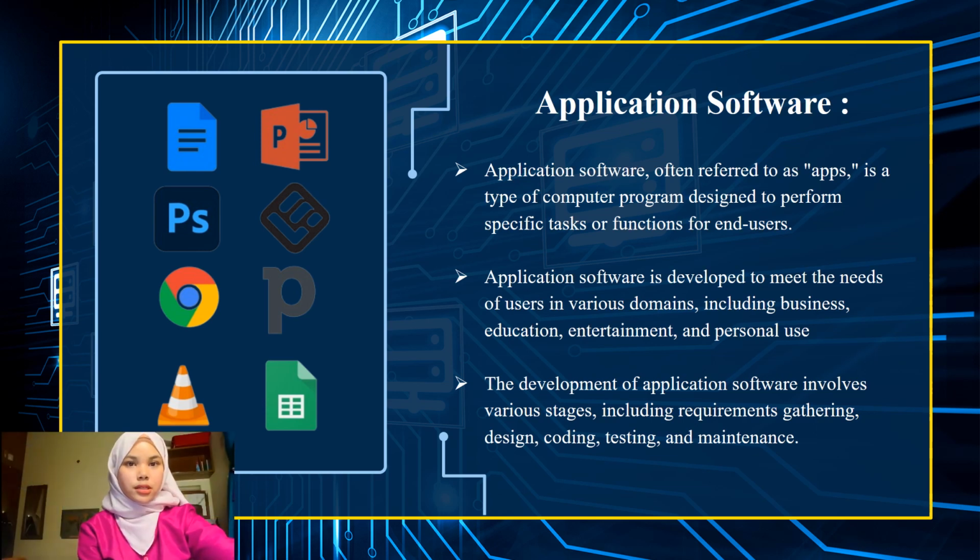The common stages in the development of an application. The first one, requirements gathering. The objective is to understand the needs and requirements of the end users. Second, planning. The objective is to define the project scope, timeline, budget, and resources. Third, design. The objective is to create a blueprint for the software solution based on the gathered requirements. Fourth, implementation, coding. The objective is to transform the design into actual code. Fifth, testing. The objective is to identify and fix defects or issues in the application.